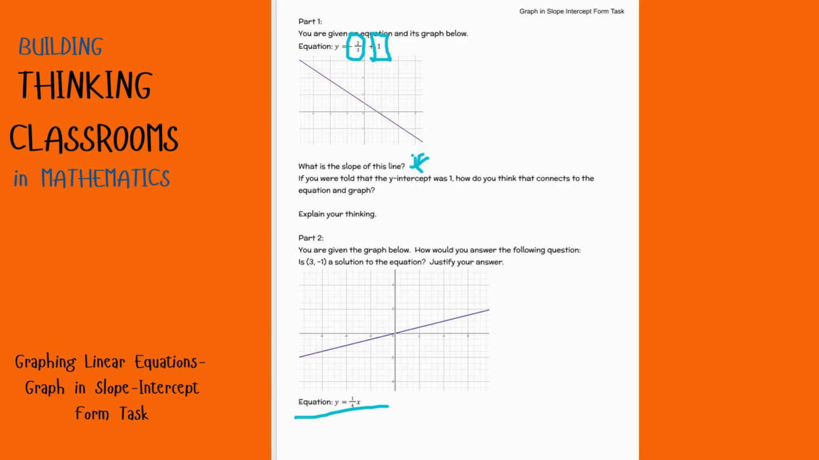Sometimes they're like, well, it's just not going to show up on the graph, or, oh, I don't know, I don't think it's going to work with that equation. So we really want them to have mathematical justification for what they're doing. So make sure in that consolidation piece that you're really asking their thoughts about the y-intercept, as that's going to be very important in this lesson.